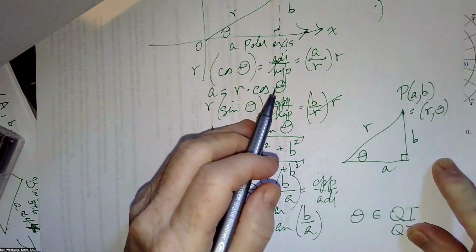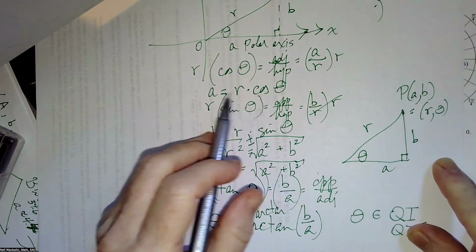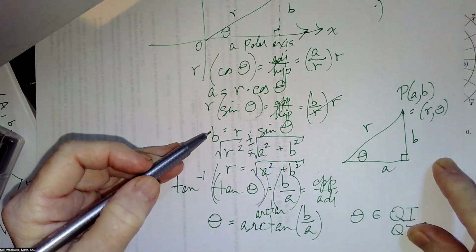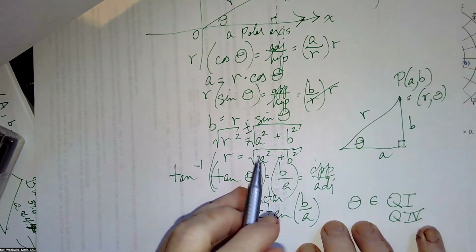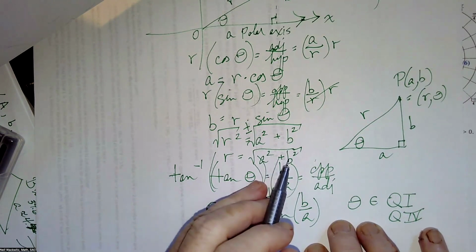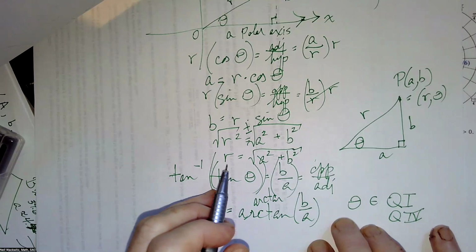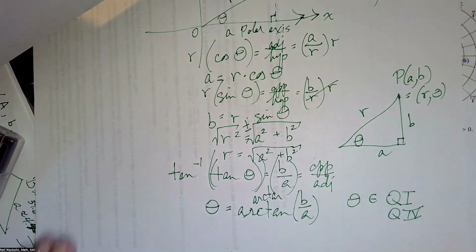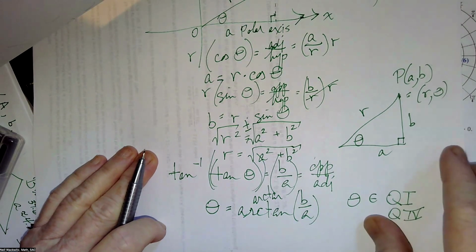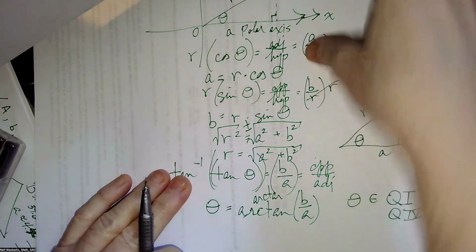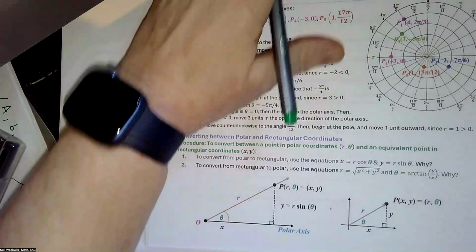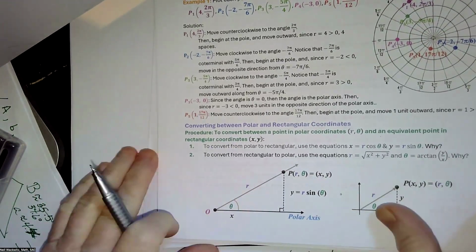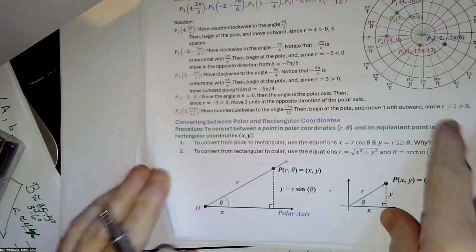If we start with r and theta, we can take the cosine of theta multiplied by r and the sine of theta multiplied by r to get the rectangular coordinate. And if we start with the rectangular coordinates, a and b, we can square them, take the sum, and then the square root will be r. The arctangent of b over a will be theta. And then we just have to look to see which quadrant our point is in.